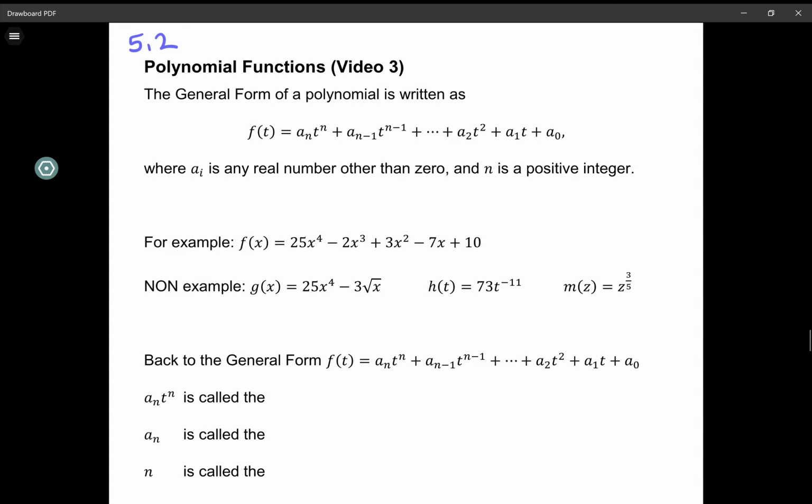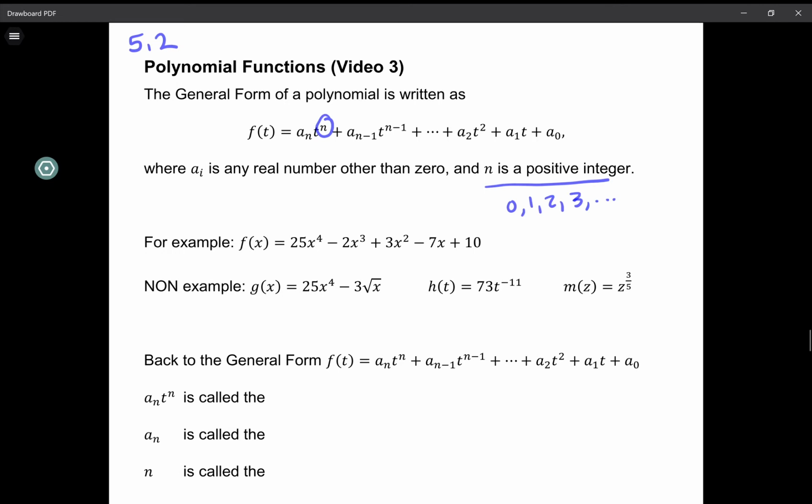An example of a polynomial is f of x equals 25x to the fourth minus 2x cubed plus 3x squared minus 7x plus 10. So let's see what this means in terms of a polynomial. For one thing, for it to be a polynomial, all the powers, those are my n's, have to be positive integers. So they can be 0, 1, 2, 3, etc.